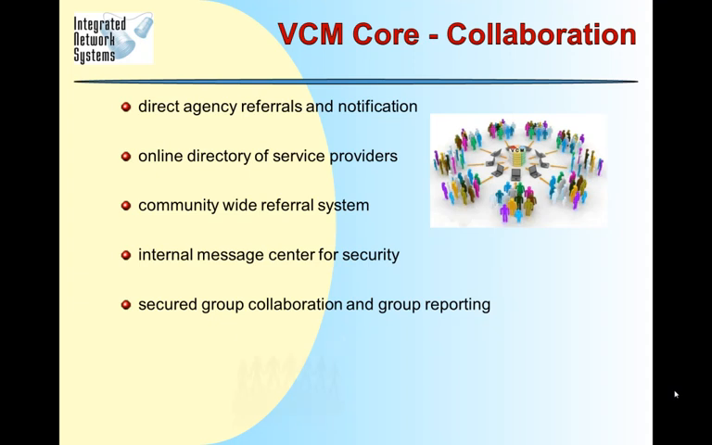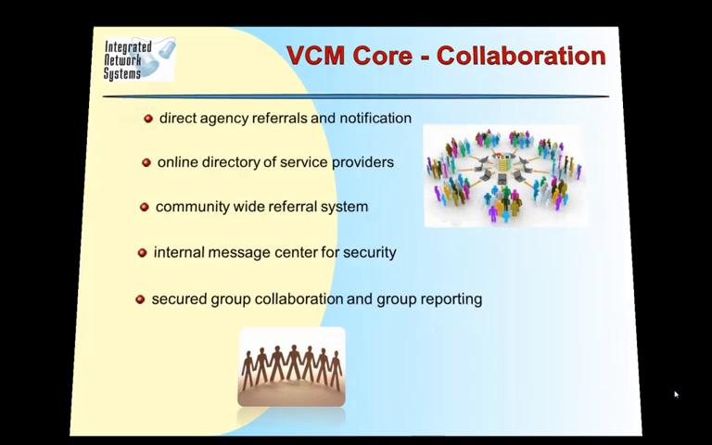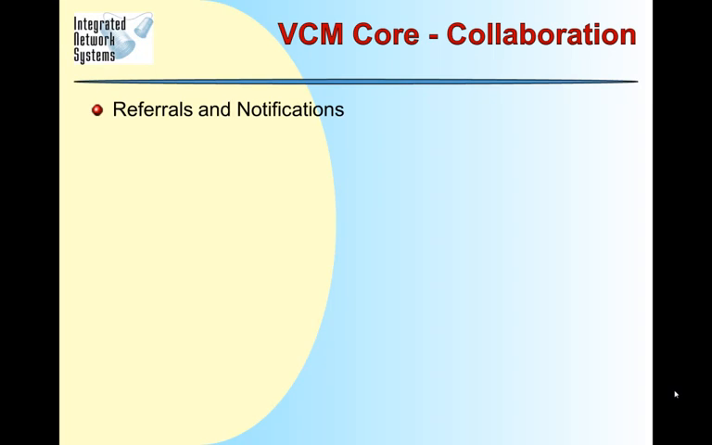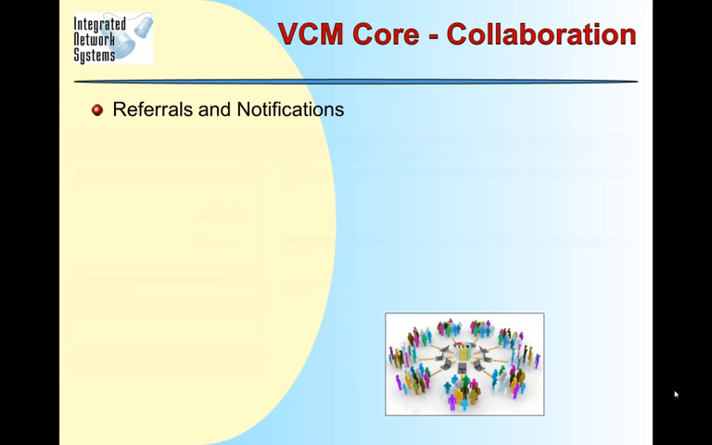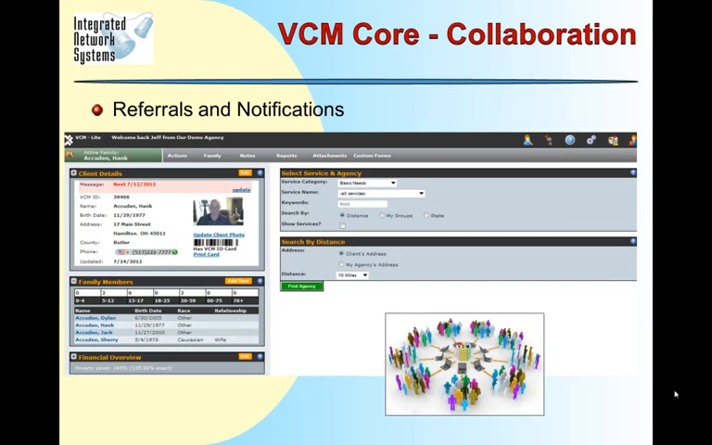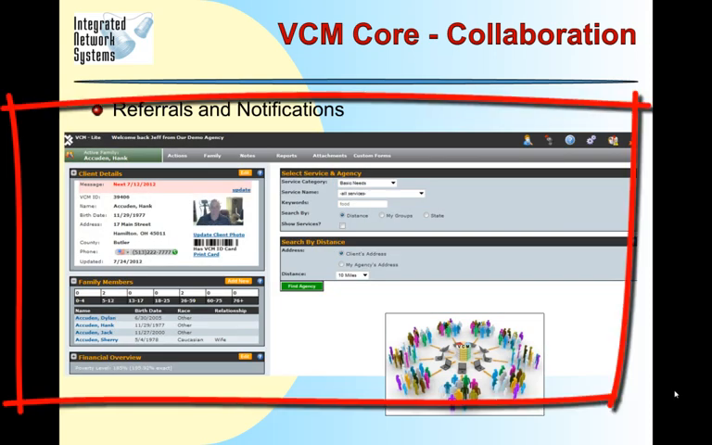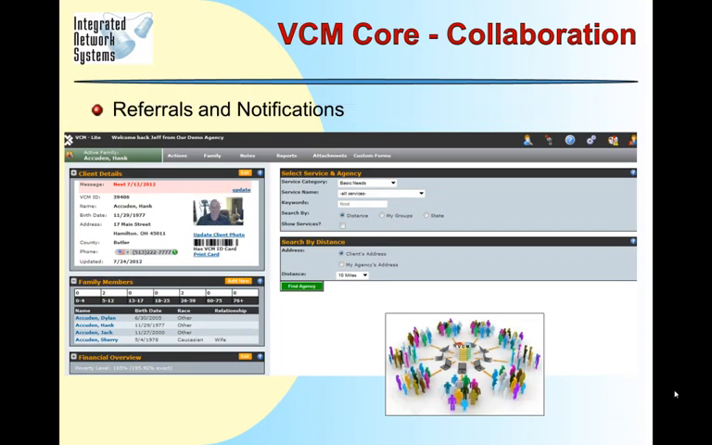Have you ever had a client sitting in front of you that needed a service that you weren't able to provide? Well, the referrals and notification function of the VCM Core allows you to help that client. It allows an agency to reach out to the community and find a service provider for the client. It will also allow you to send notification to the agency that's going to provide the service. Let's take a quick look at how the collaboration function works.